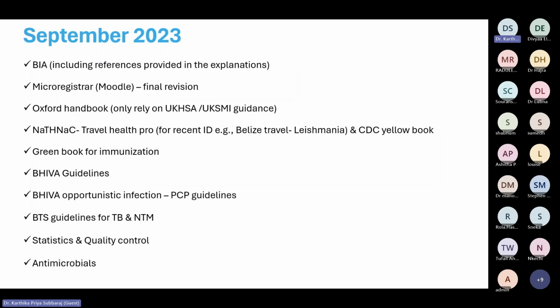And next, I followed a few online resources like Travel Health Pro. This website has the recent travel or travel-associated infection picture. This is one website which we follow in the UK, NATHNAC, and the other one is the CDC Yellow Book.